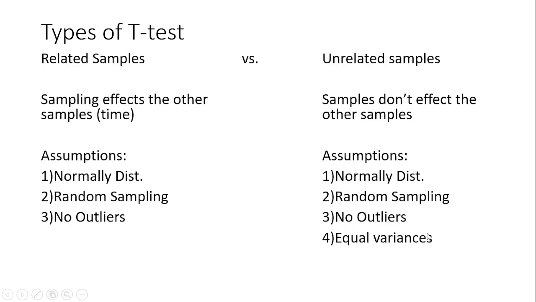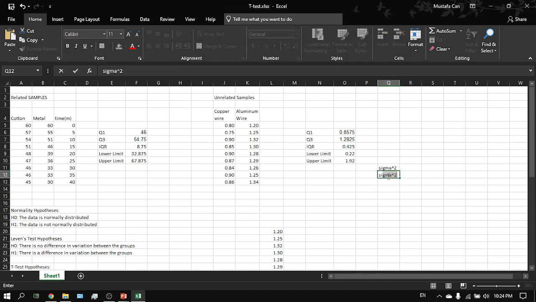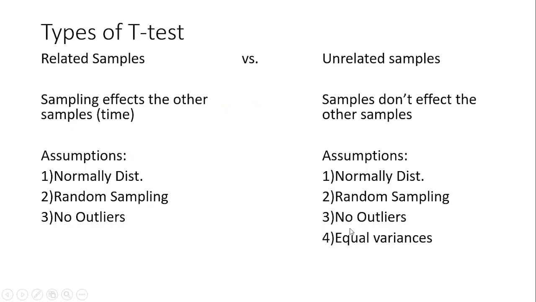Let's see if we have equal variances. So sigma squared. This is the notation, I think. Yeah, this is the notation of variance, and sigma itself is the standard deviation. This one, I always forget. I'll write it when I remember it. Equal variances.